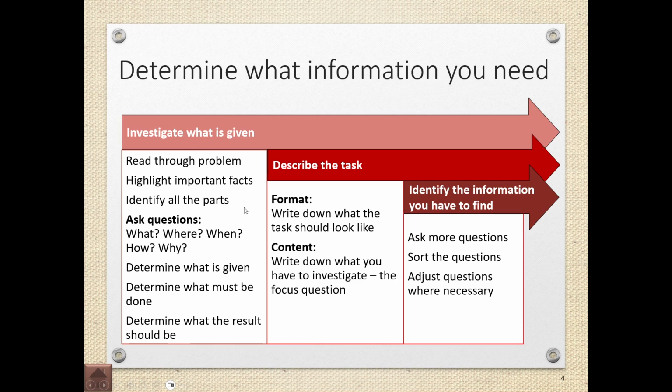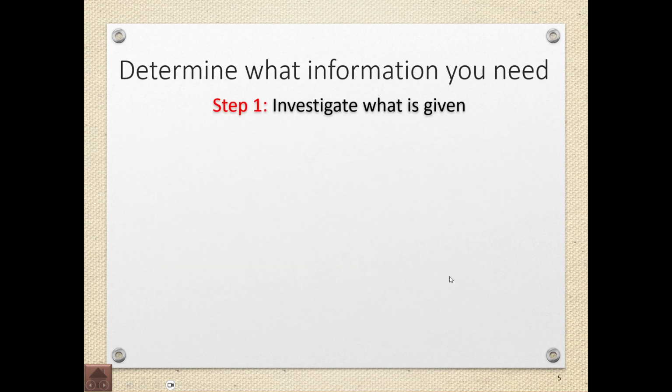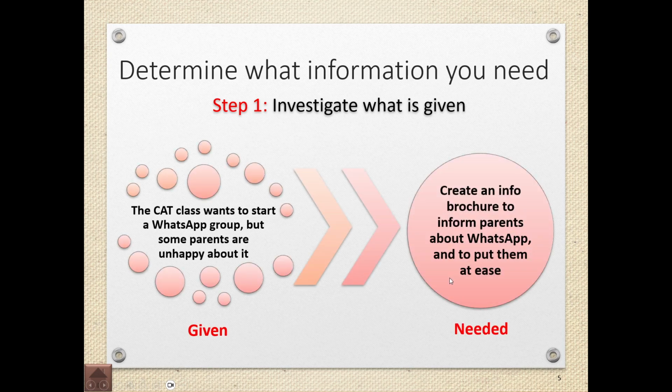Okay, so you want to first of all investigate what is given. Then you want to describe your task. Sound familiar? Task definition, right? Write down what the task should look like, what you actually have to investigate. And then based on that, you begin to ask more questions. And these questions help you to identify more information that you might need. So step one is to investigate what is given, right?